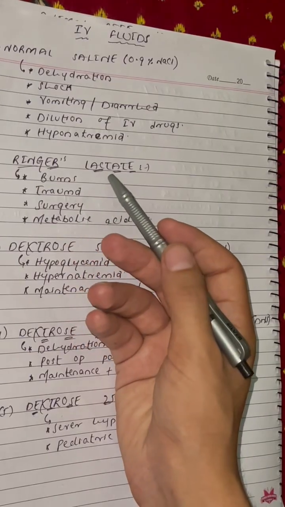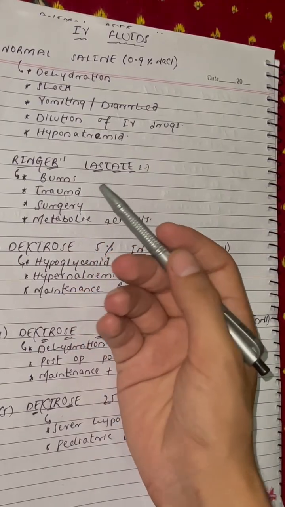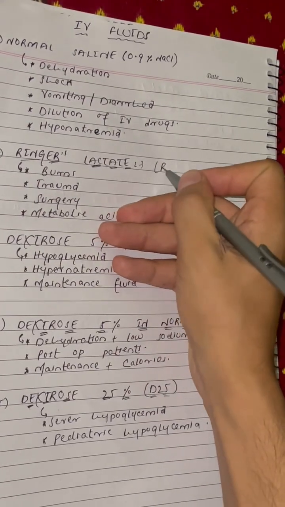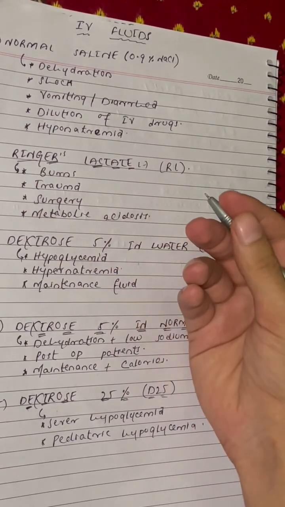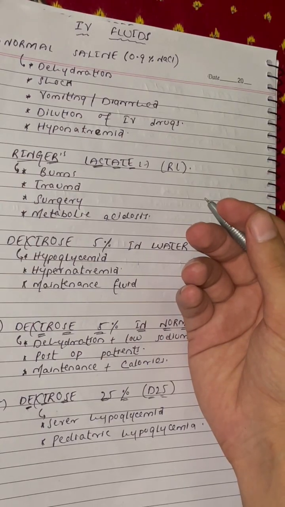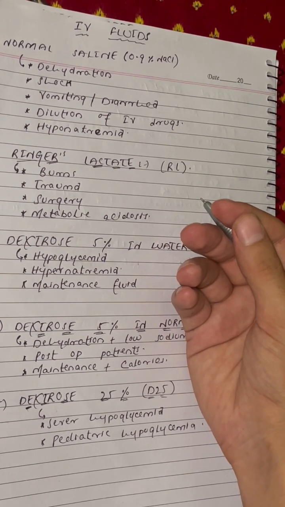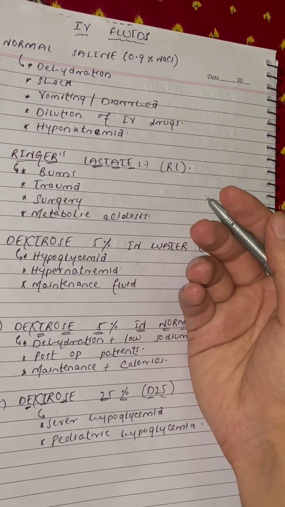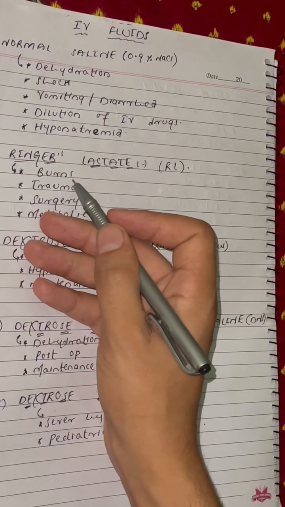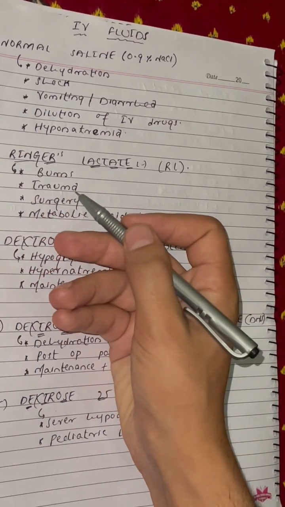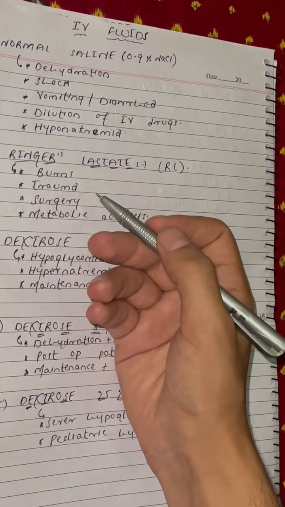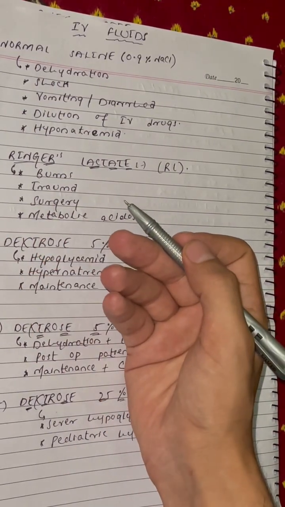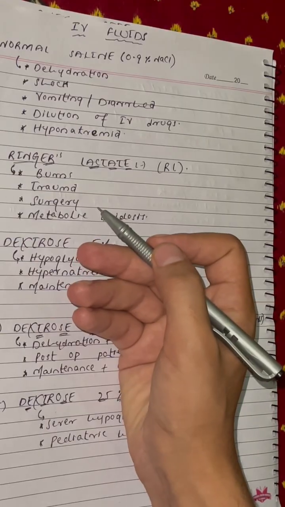Now let's talk about Ringer lactate solution. This is commonly abbreviated as RL. Basically, RL contains sodium, potassium, calcium, chloride, and lactate. So it makes it a balanced crystalloid solution. It is widely used in burns and in trauma. During and after major surgeries, Ringer lactate is frequently administered to maintain blood volume and electrolyte balance.